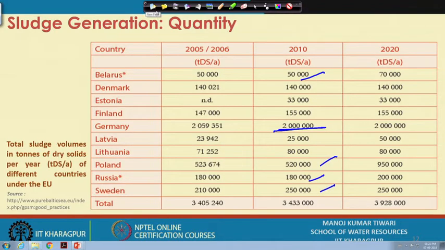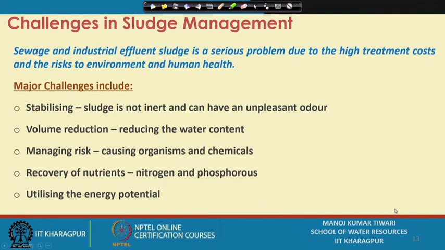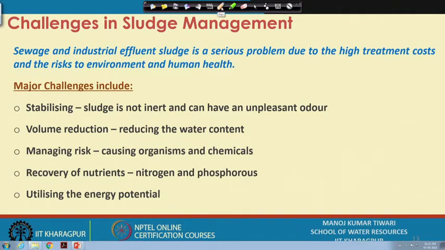So that way, the problem of sludge production is huge, and there are various challenges in sludge management. The sewage and industrial effluent sludge is becoming a serious problem due to high treatment cost and the risk to environmental and human health out of the sludge which is being produced. Further, if we take the case of India, as we discussed in the beginning, almost 2/3 of the sewage which is being produced goes untreated.